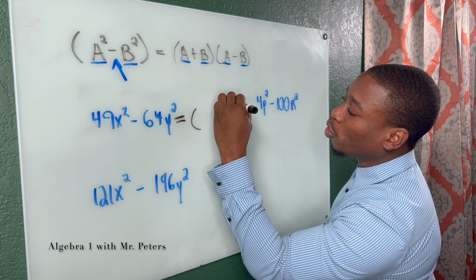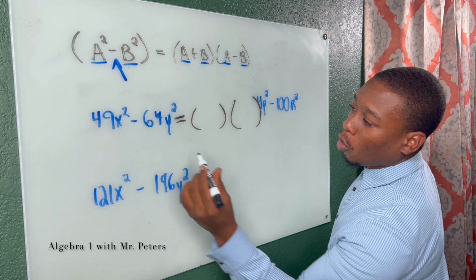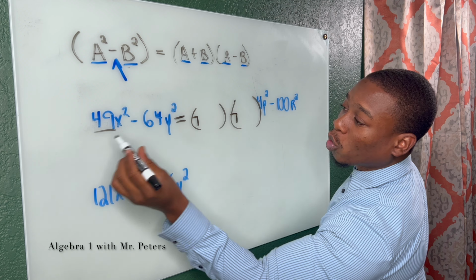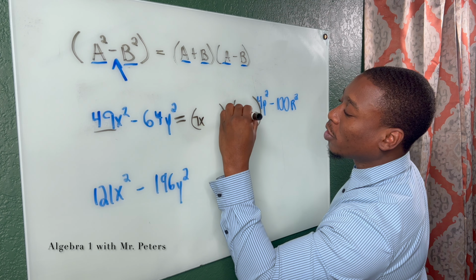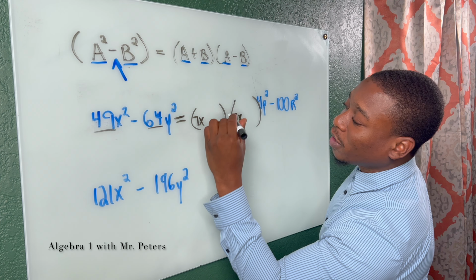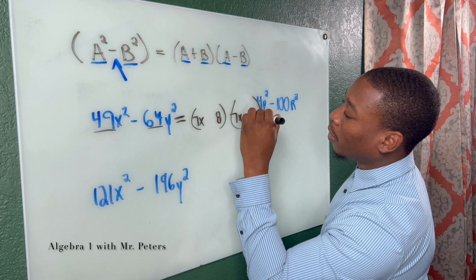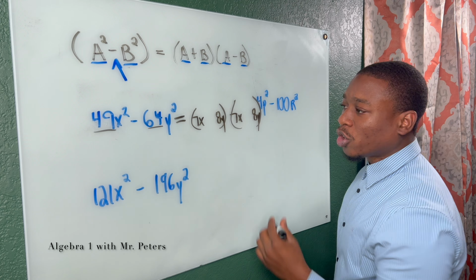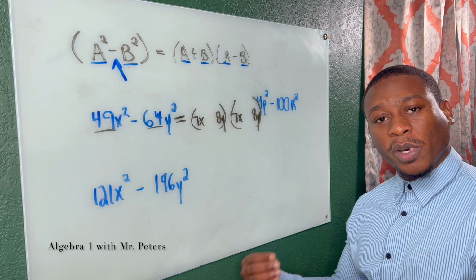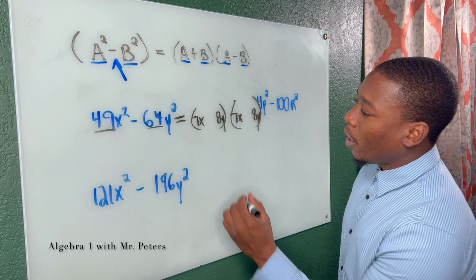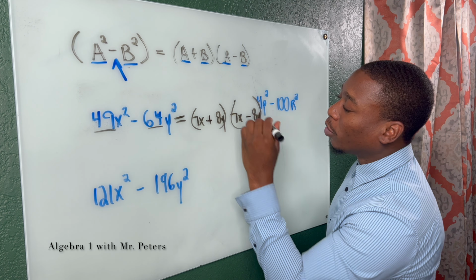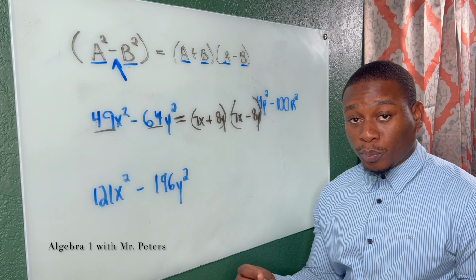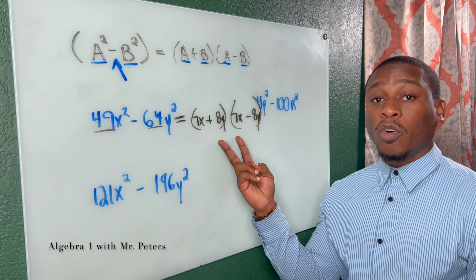So we're going to write our two parentheses out, right? We know that the square root of 49 is 7. Square root of x squared is x. And then now the square root of 64 is just 8. And the square root of y squared is just y. So when we approach it like this, guys, it's much easier for us to figure out. And now all we have to do is alternate our signs. And if you want to double check, just distribute and FOIL these two binomials.